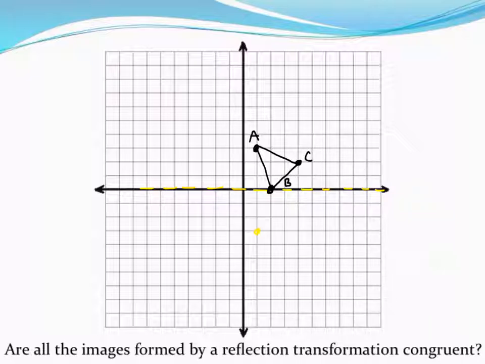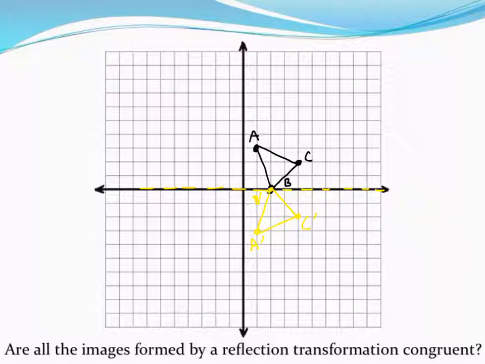B prime was at 2, 0, and I can see why that's going to be the case. Since b was right on the mirror, it would stay where it is. And then c prime was located at 4 and negative 2. And if I connect those and of course label them, as we always want to do, I can see that, yeah, that did make a reflection over the x-axis. A prime, b prime, and c prime.